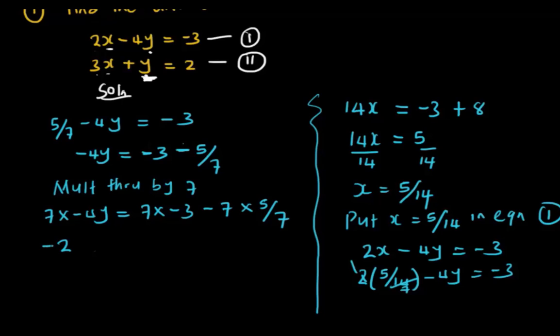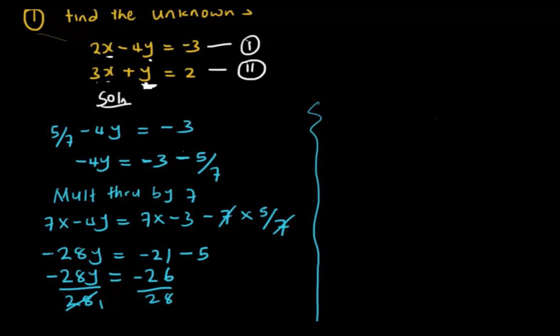7 times minus 4y will give me minus 28y. 7 times minus 3 will give me minus 21. 7 cancels 7, so I'll be left with minus 1 times 5, that will be minus 5. So I have minus 28y equals minus 21 minus 5, which gives me minus 26. Divide both sides by 28. So 28 here 1, 28 here 1. We are left with minus y equals, now I can leave this as minus 26 over 28. Now 2 can go here 13, 2 can go here 14. So it means minus y equals minus 13 over 14.